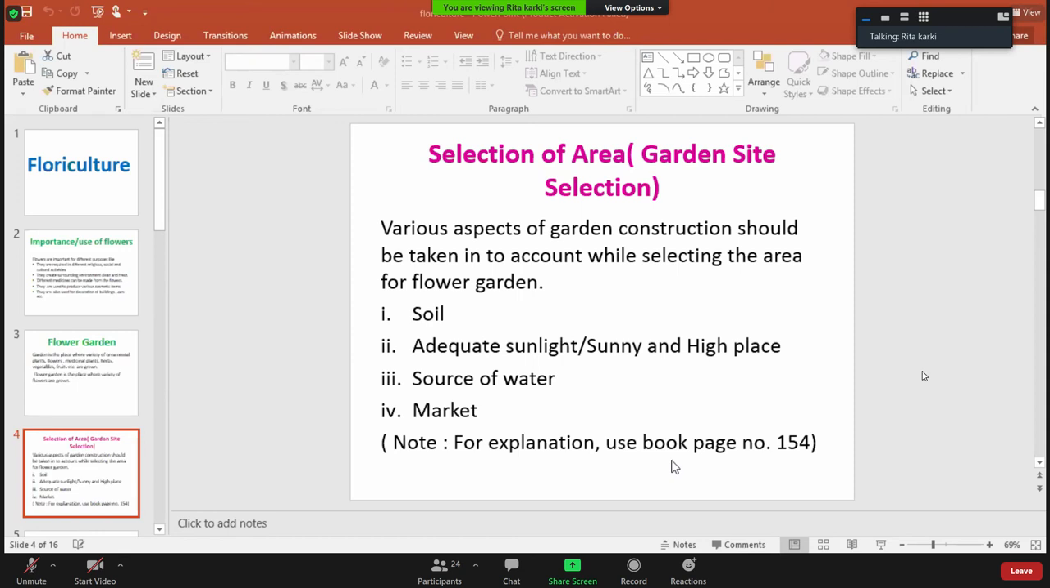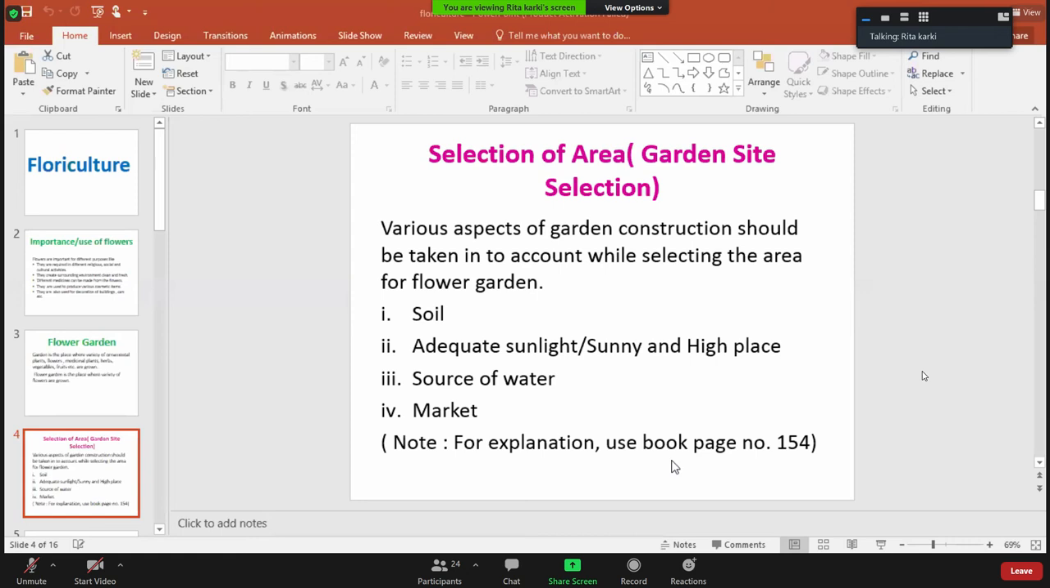Besides this, the fourth point is basically optional, but if possible, we should select a place where the market area is very, very near. As we are all familiar, flowers do not have a long life. We cannot keep the flower alive for a longer period of time. Unlike vegetables, ornamental plants, or other agricultural crops, the lifespan of the flower after it is harvested is very, very short.